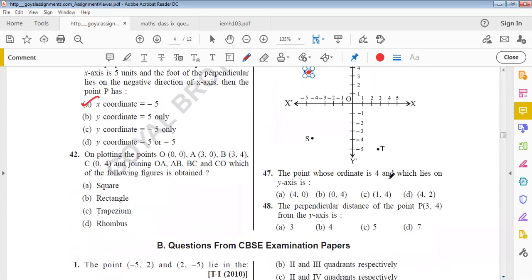The point whose ordinate is 4 and which lies on the y-axis. Since it lies on the y-axis, the x value will be 0, so (0, 4). The perpendicular distance of the point (3, 4) from the y-axis. See, mark (3, 4) first here. From the y-axis, take the x value, so 3 units. Like this.